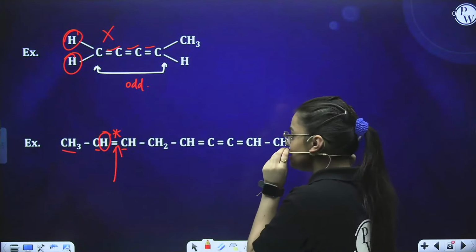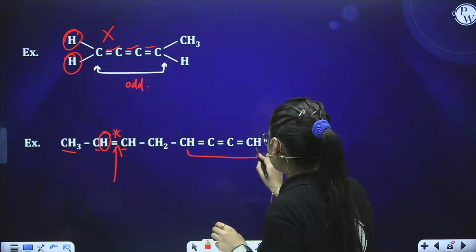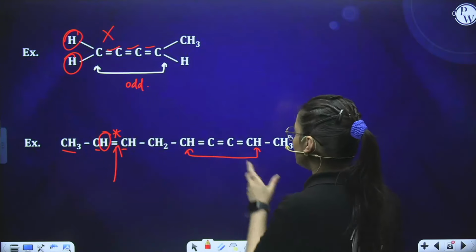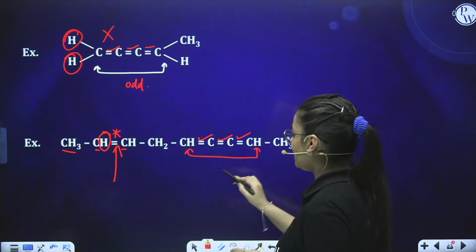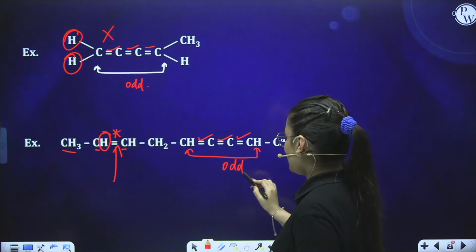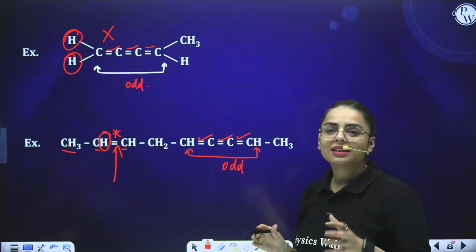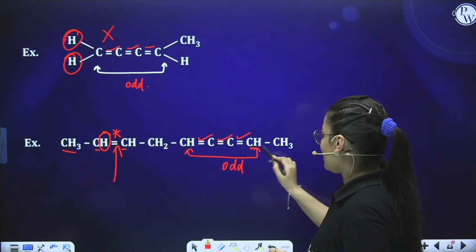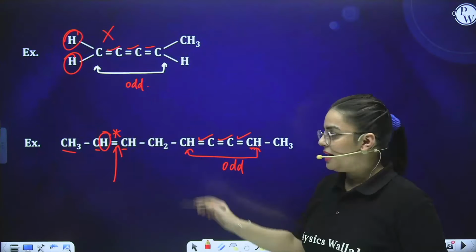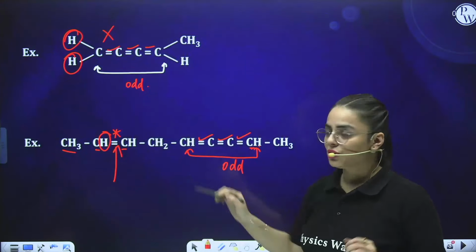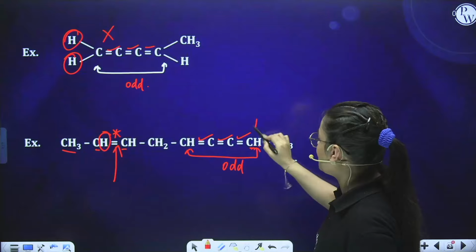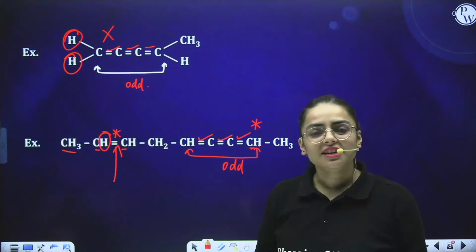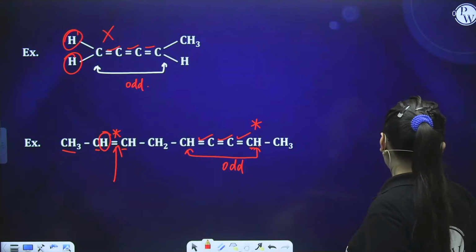Now if I see this case, students, these are the adjacent pi bonds. That means this is the case for cumulenes. So here how many pi bonds? 1, 2, 3. Again, that means it's an odd case. Now what we need to check? We need to check that different groups should be present on the terminal carbons. This carbon has hydrogen and CH3, so different groups. This carbon has hydrogen and other groups. So yes, this will also exhibit geometrical isomerism, and hence it is also a stereogenic center. Hopefully it is clear to you, students.